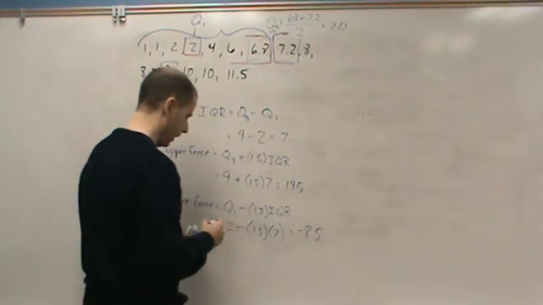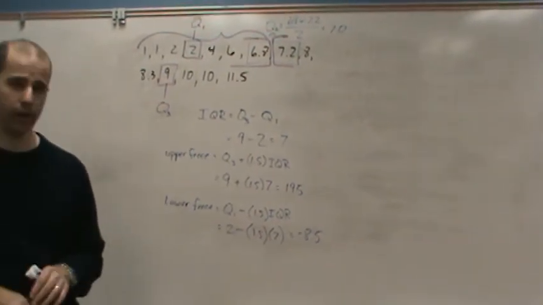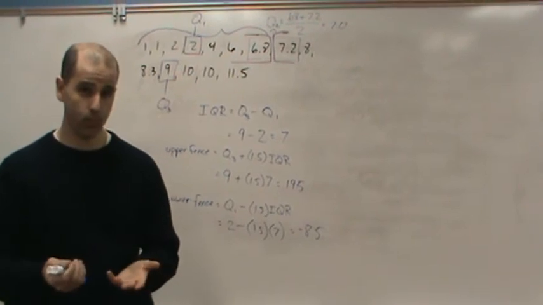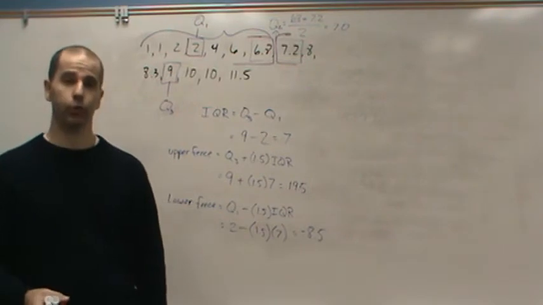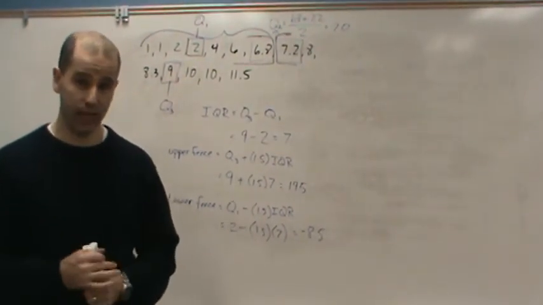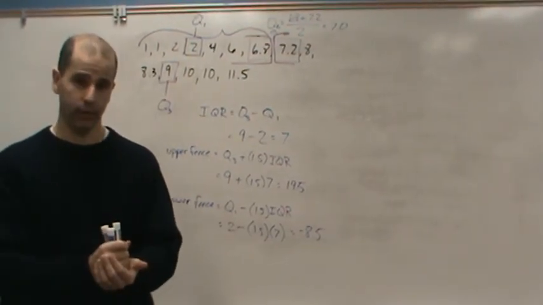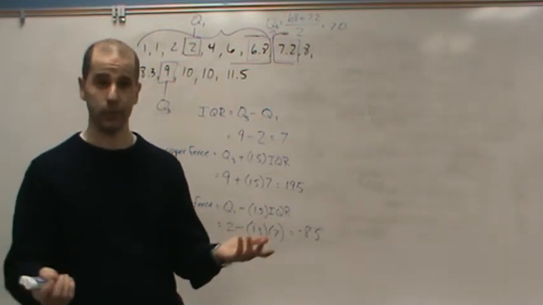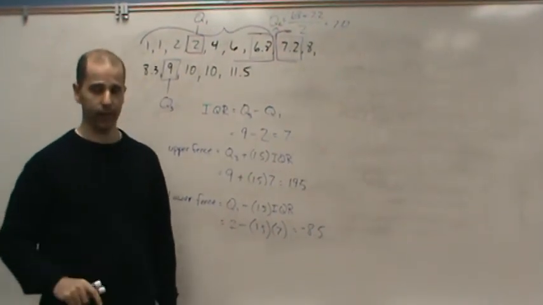Now, depending on the context of the problem, negative numbers may not make sense. If you talk about temperature, then it would make sense. We could talk about negative temperature. But if we're talking about weights of cows, then having a negative weight makes no sense. In those cases, we would just cut it off at 0, and in those cases, we wouldn't have any outliers on that side.